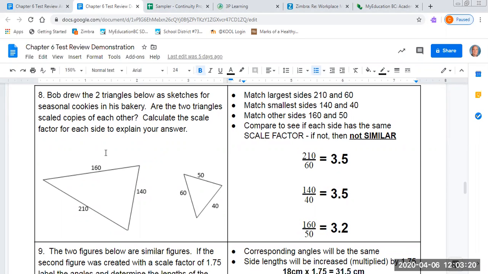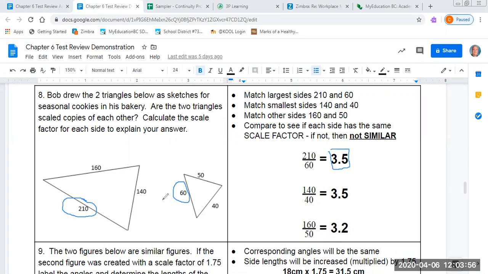So what we need to do first is that we're not really told the angles here, so we don't really know for sure what the corresponding sides are. Unless we make the assumption that they are similar, then the longest sides have to match up with one another. The longest side here is 210, and the longest side here is 60. So that's why we're going to match these up, and I'm just going to write this up and see what the scale factor is. The scale factor of these sides is 3.5.